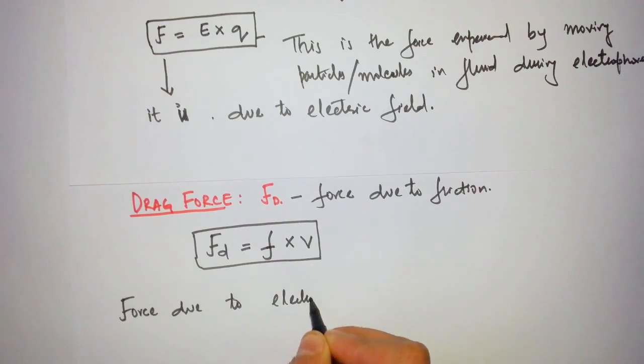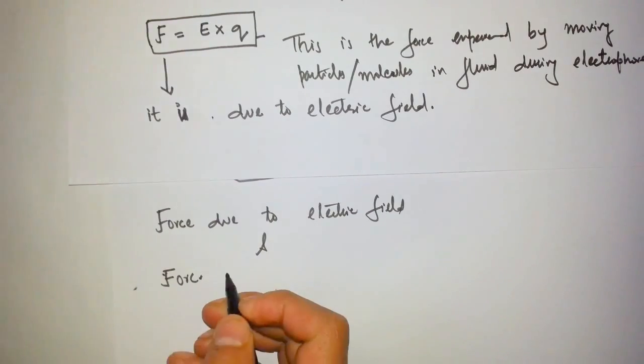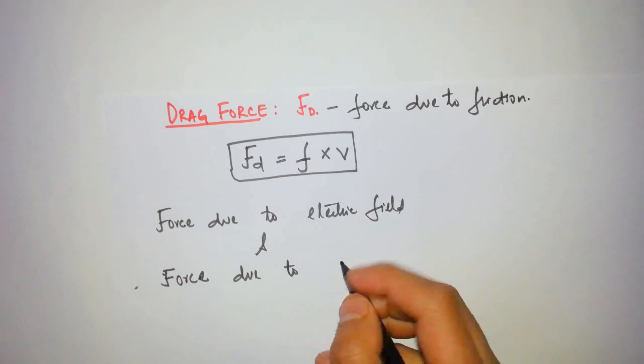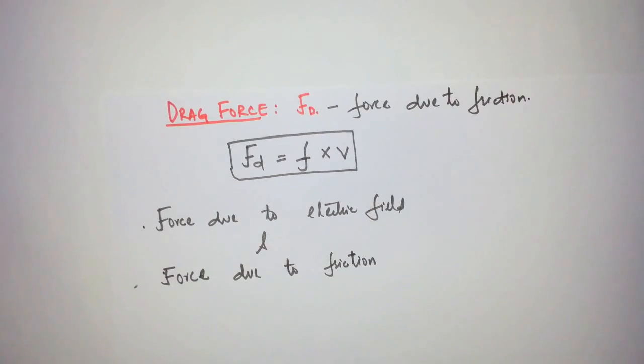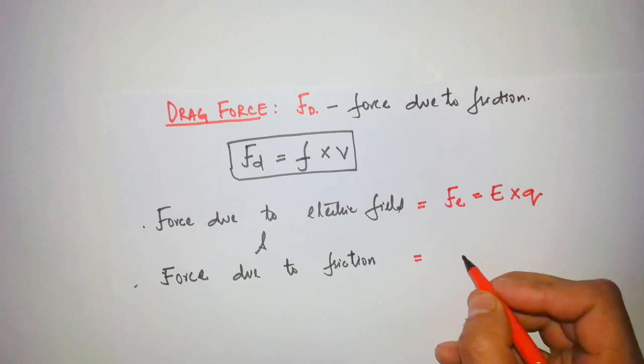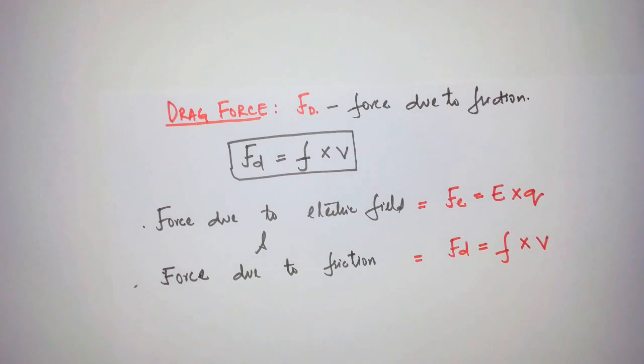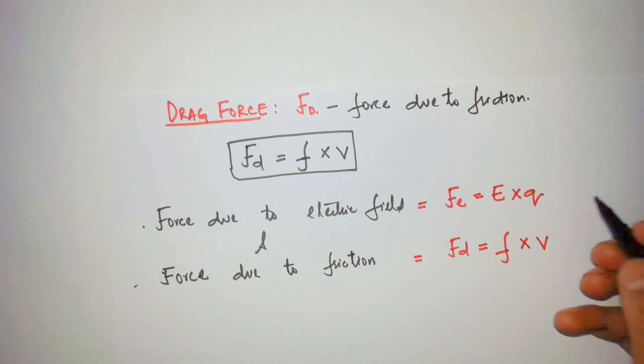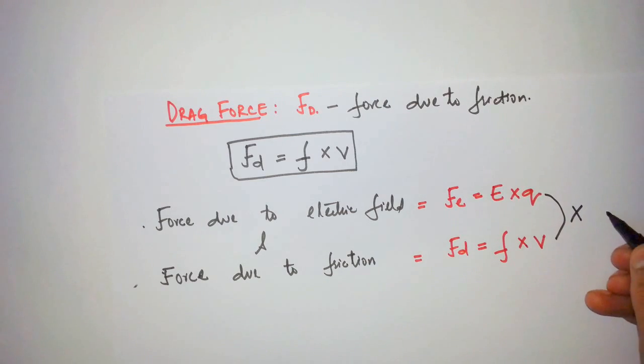Now we are dealing with two forces. The first force is the force due to the electric field, Fe, and the other force is Fd, the drag force, which is due to the friction. Fe and Fd must balance, with net force zero, in electrophoresis for the net movement of the molecule. Otherwise, there will be no movement in the electrophoresis and the electrophoresis will fail.